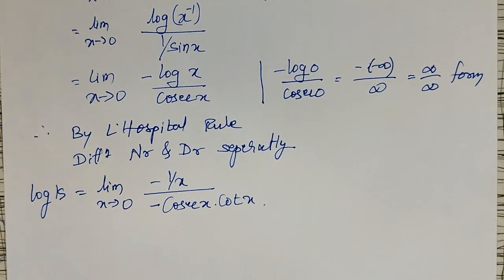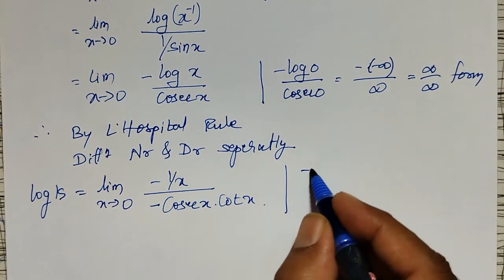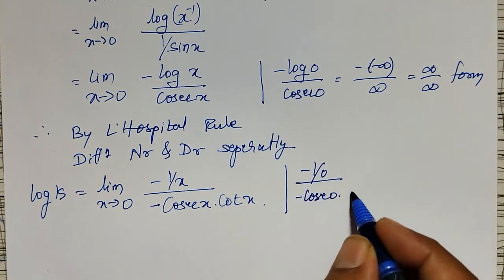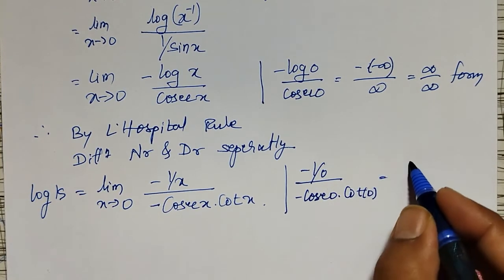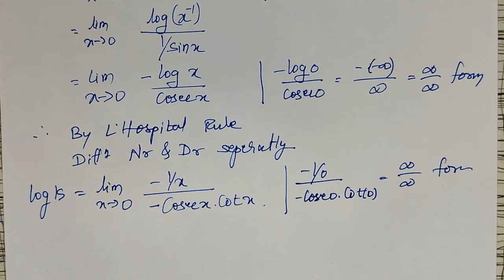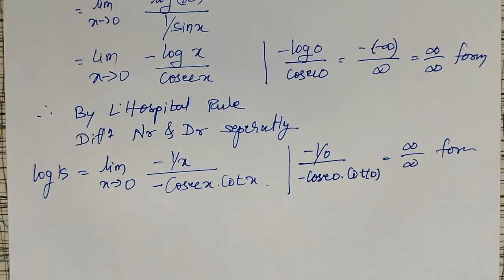Now check again in which indeterminate form it is. If you substitute x equal to 0 in this, minus 1 by 0 divided by minus cosec 0 into cot 0, again it is in the infinity by infinity form. And again you can apply L'Hospital rule, but 1 by x will become 1 by x square, and infinity goes on interchanging. Before that, let me readjust the terms so that the value will remain the same, as limit as x tends to 0.